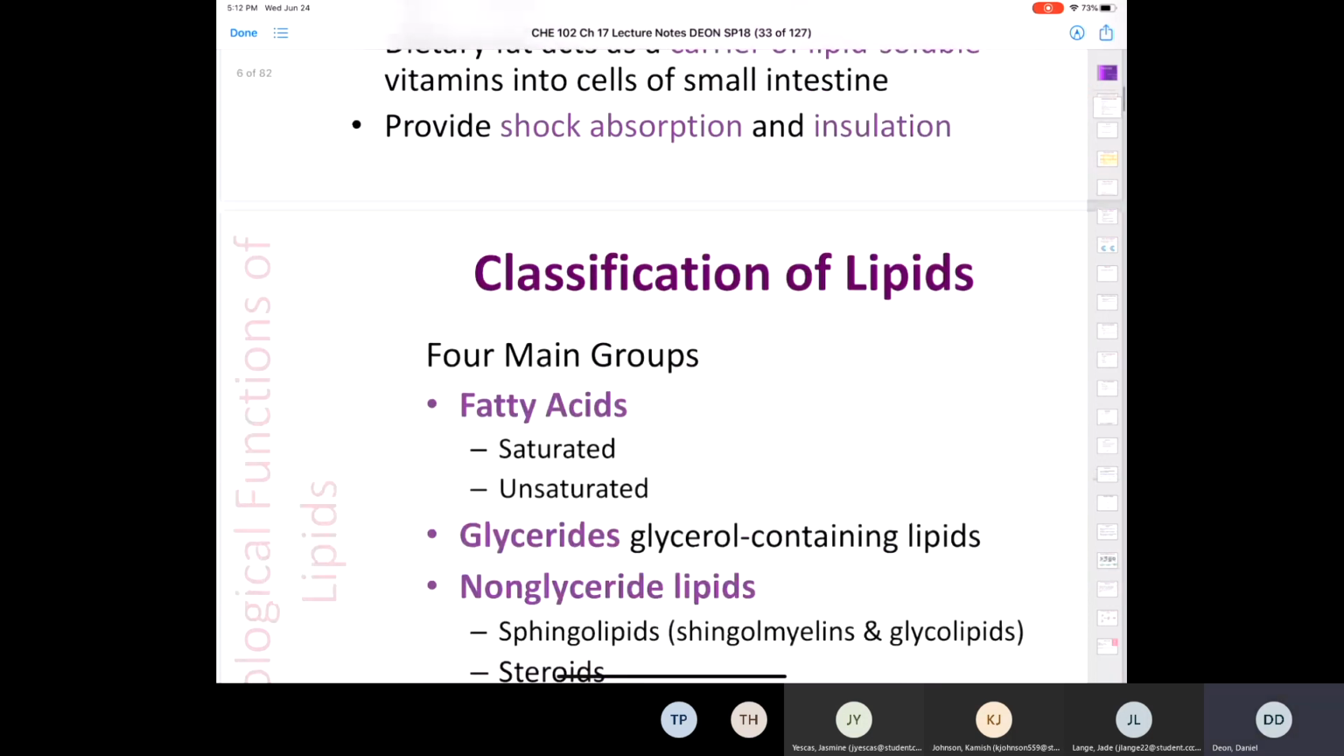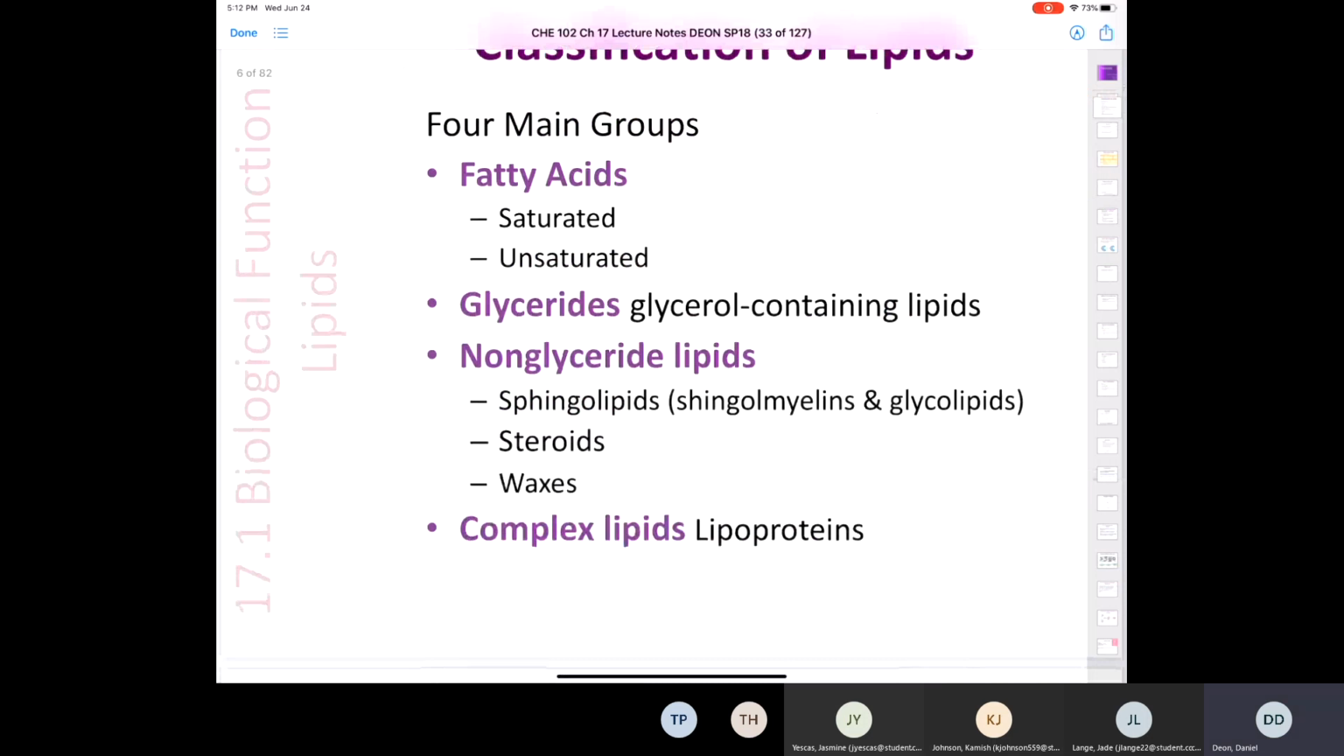Let's move on and talk about classification of lipids. And this is kind of what we're going to look at next, the fatty acids. And there's two main types of fatty acids. And I'm sure you've all heard of saturated fats and unsaturated fats. And so we'll get to the bottom of what that means tonight.